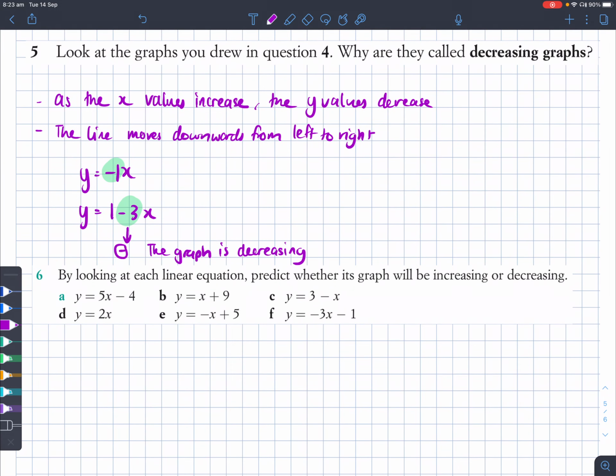So for question 6, by looking at each linear equation, predict whether its graph will be increasing or decreasing. Just look at the number that is right before the x value. So it's this one here, the 5. Since it's a positive 5, we say it's going to be increasing. For B, there's a number 1 in front of the x that is invisible. So that is positive, and therefore our answer would be increasing.